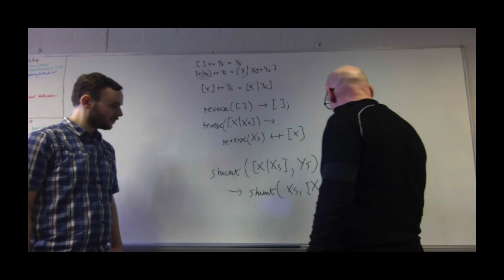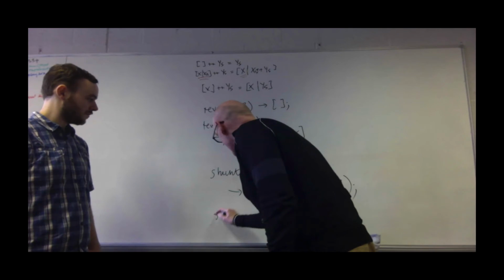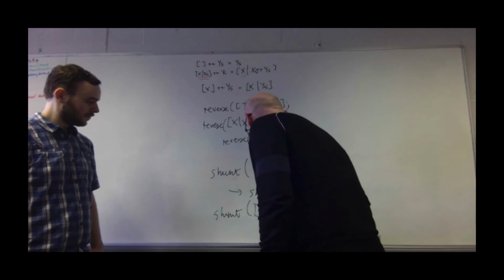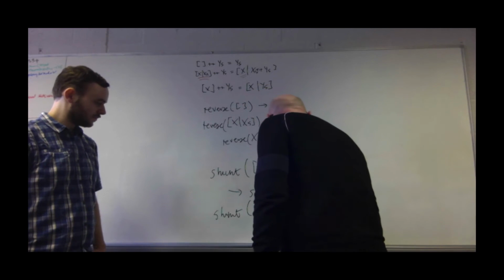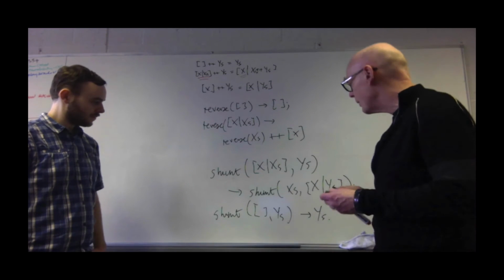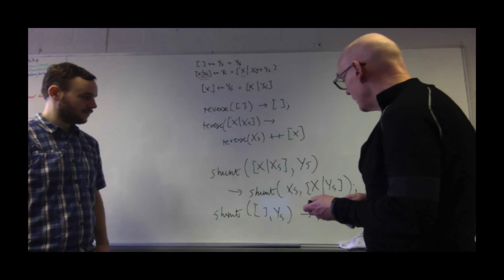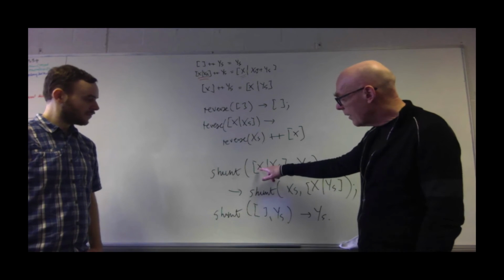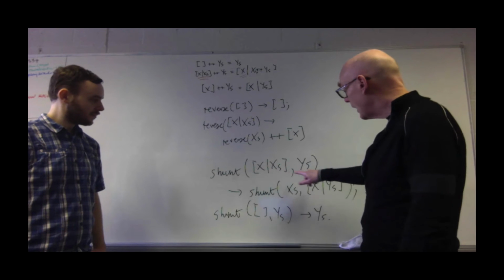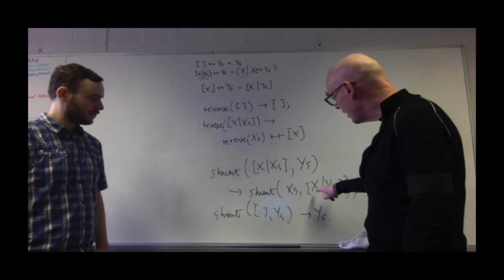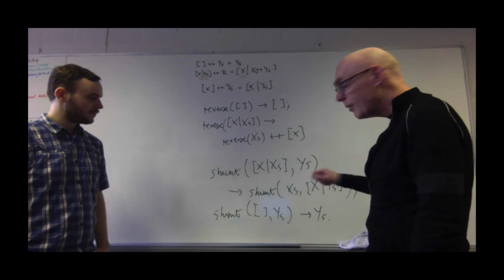When we get to the end, when we've got nothing left on the left-hand side, we just return what we had on the right. And you can see the effect of this is to take an element from the front of the list here, and what we do is make another call to shunt and put the element on the front of the other list.